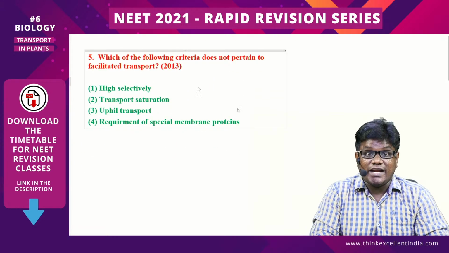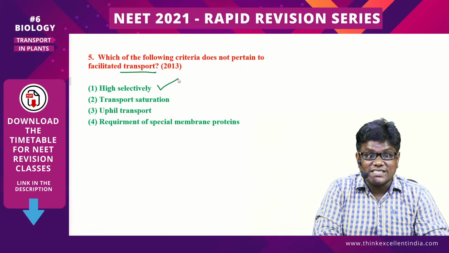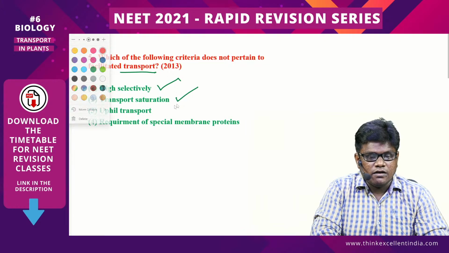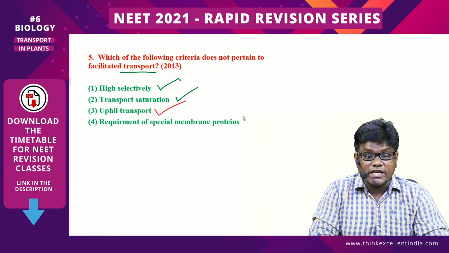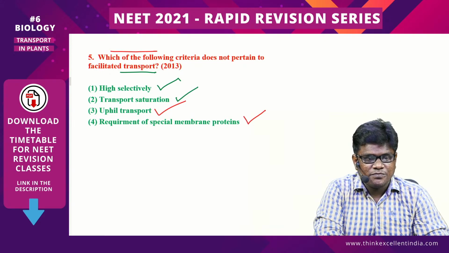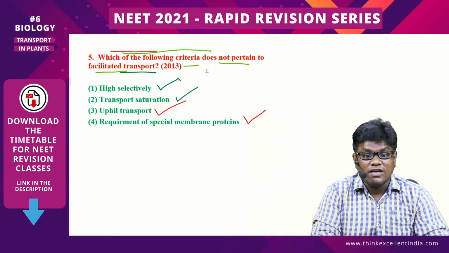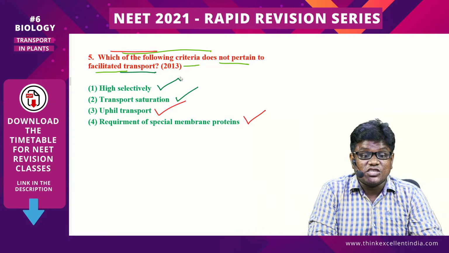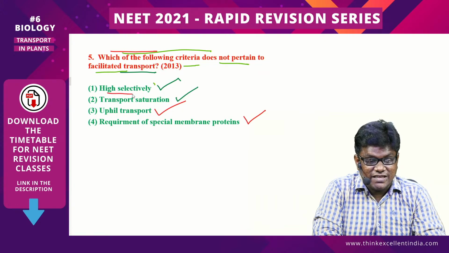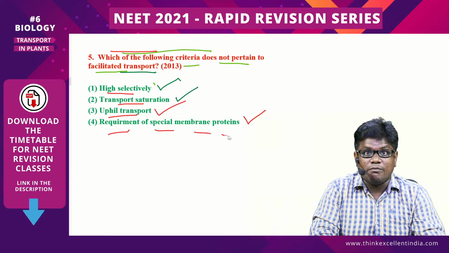Which of the following criteria doesn't pertain to facilitated transport? High selectivity, transport saturation, okay, and you can see uphill transport, requirement of special membrane proteins. The question is, which of the following criteria doesn't pertain to facilitated transport? They are asking which one thing is not used for facilitated transport. Okay, so high selectivity, transport saturation, uphill transport and requirement of special membrane proteins.